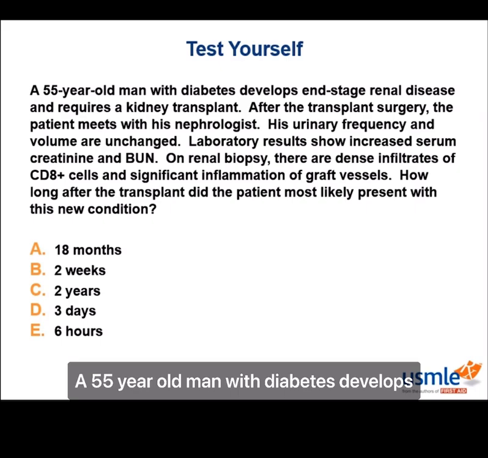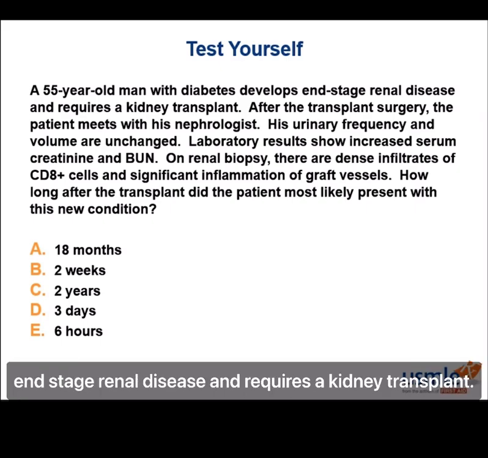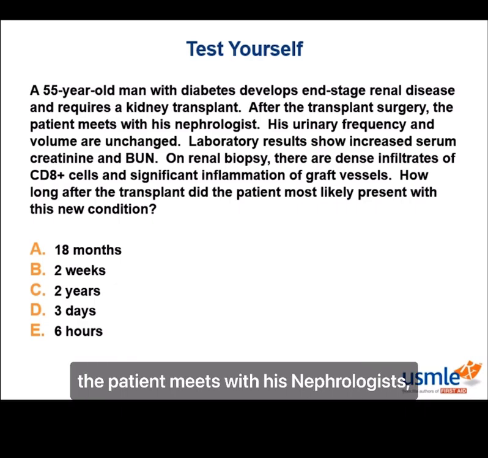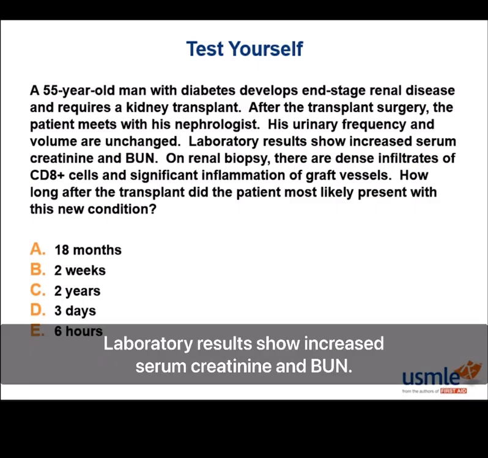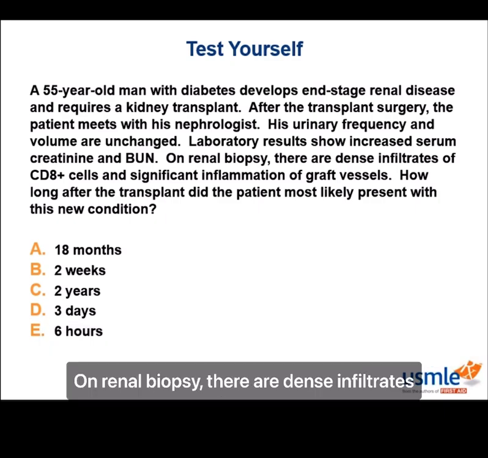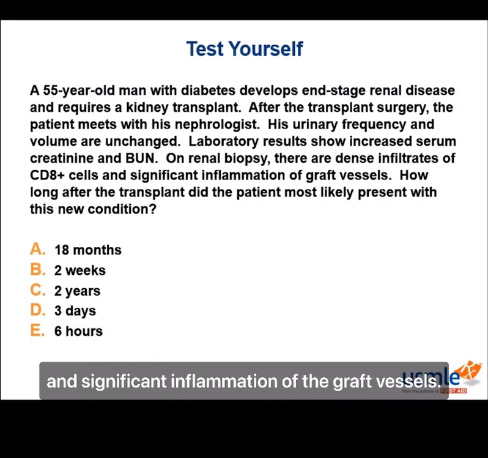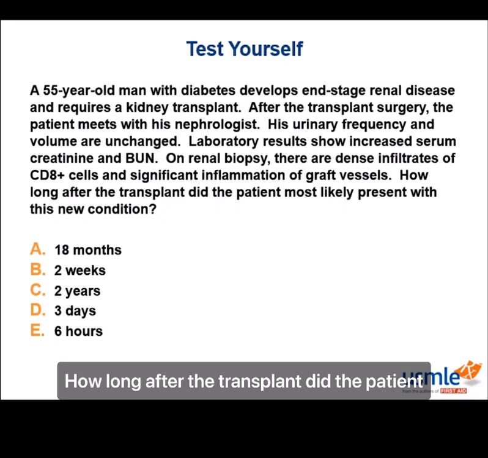So let's test ourselves with a question. Pause the video if you want to read it and attempt it on your own, and then hit play again. A 55-year-old man with diabetes develops end-stage renal disease and requires a kidney transplant. After the transplant surgery, the patient meets with his nephrologist. His urinary frequency and volume are unchanged. Laboratory results show increased serum creatinine and BUN. On renal biopsy, there are dense infiltrates of CD8 positive cells and significant inflammation of the graft vessels. How long after the transplant did the patient most likely present with this new condition?